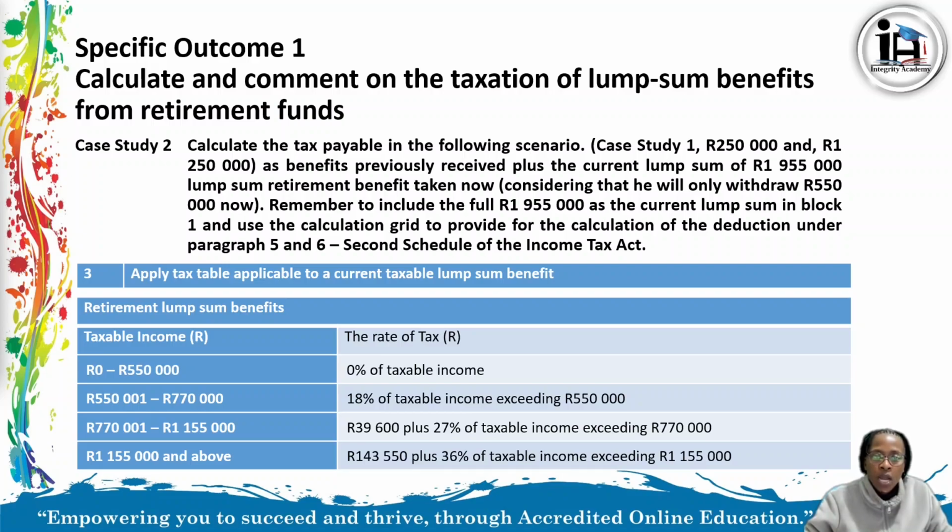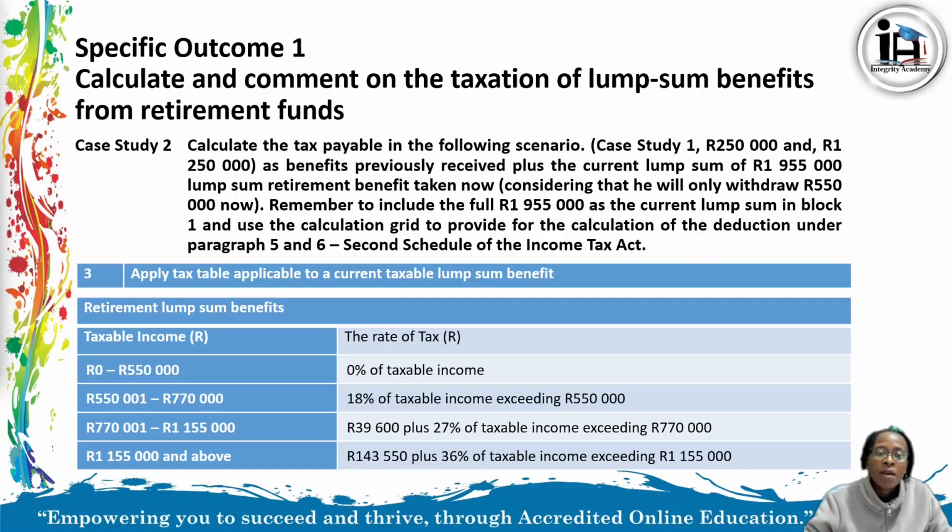Case study 2. Calculate the tax payable in the following scenario. Case study 1, 250 and 1,000,000 as benefits previously received, plus the current lump sum of 1,955,000 lump sum. Retirement benefits taken now, considering that you will only withdraw 550,000 now. Just reminding you of the example we are busy with. Remember to include the full 1,955,000 as the current lump sum in block 1 and use the calculation grid to provide for the calculation of the deduction under paragraph 5 and 6 second schedule.